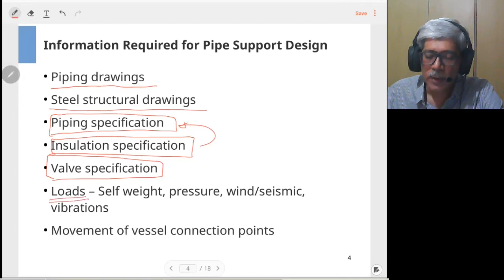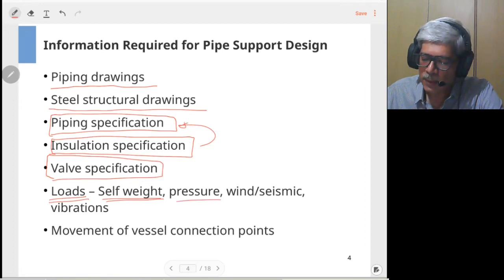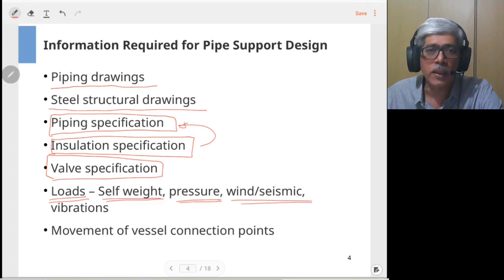The loading which is coming on the piping, including the self weight. Some of the self weight components we have seen earlier. The internal pressure is there. There will be wind, seismic, and in cold countries the snow loading would be there. So the specifications for this need to be known when you are designing the piping system.